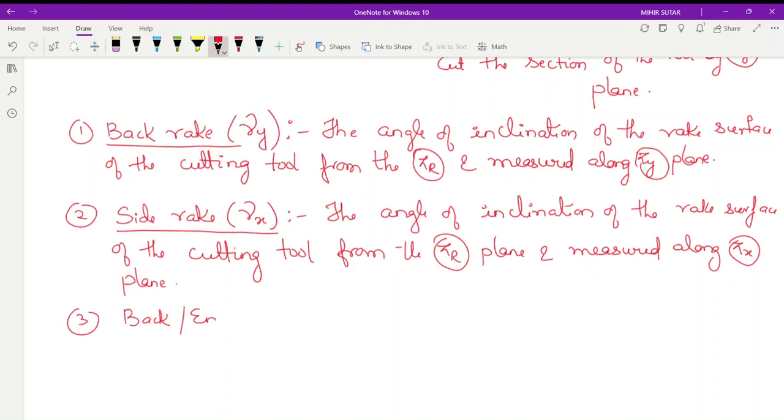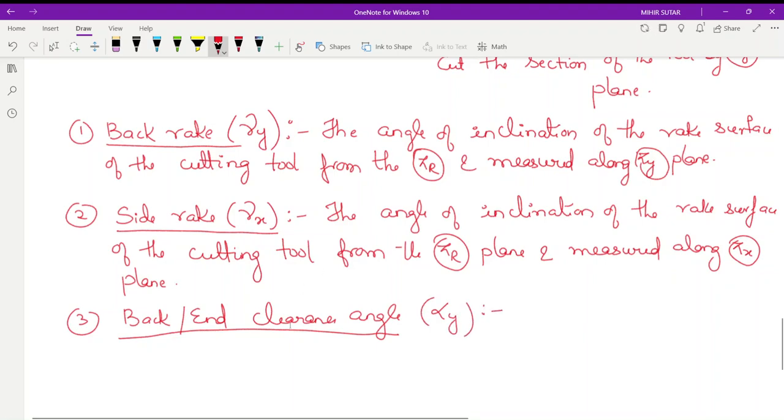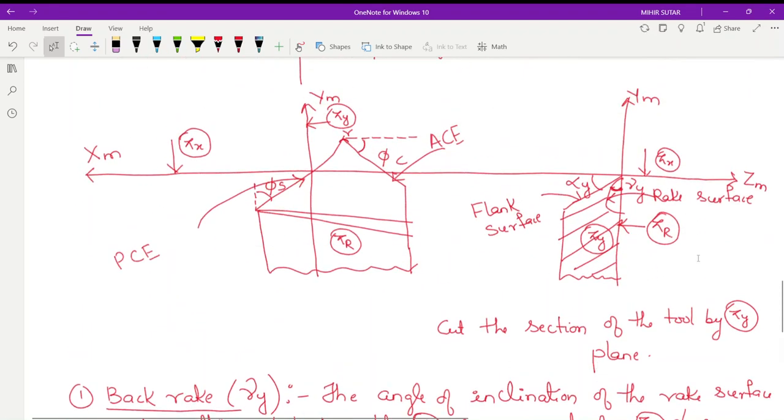Back or end clearance angle. Clearance angle, as you know, is denoted by alpha, and back symbol means y, alpha y. So we will go to the figure and see what is alpha y. Here you can see alpha y. So alpha y is the angle of inclination of the flank surface or the principal flank surface of the cutting tool from the pi x plane. You can see that this plane is the pi x plane and measured along pi y plane.